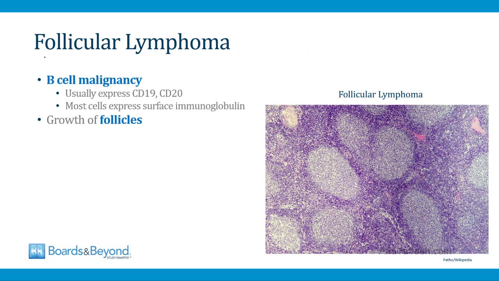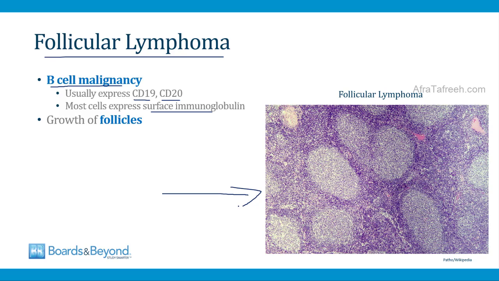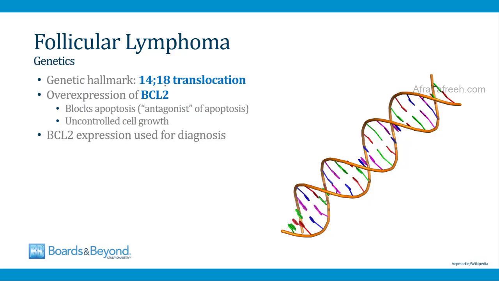Okay, next let's talk about follicular lymphoma, which is one of the indolent forms of B-cell non-Hodgkin lymphomas. So this is also a B-cell malignancy, and the malignant cells usually express CD19 and CD20, as well as surface immunoglobulin. It's called follicular lymphoma because the malignant cells grow in follicles. So on biopsy, you see an image like you see on the screen here, where there are still follicles within the lymph node. The genetic hallmark of follicular lymphoma is a translocation of genetic material between chromosomes 14 and 18.